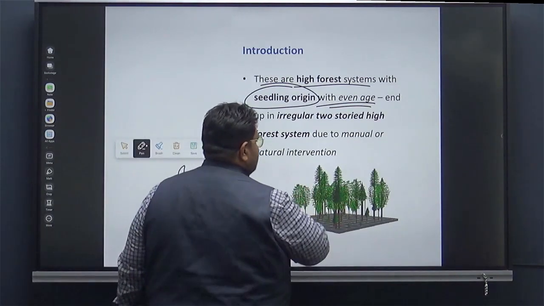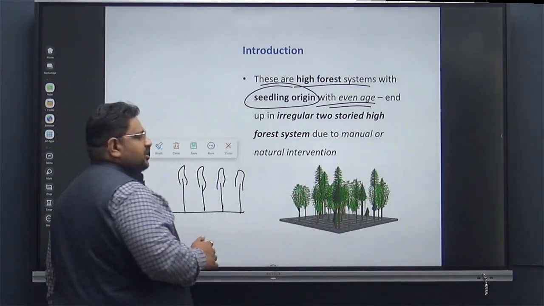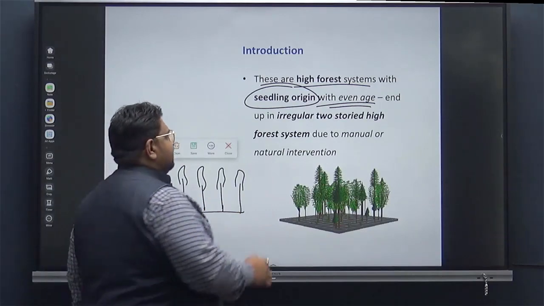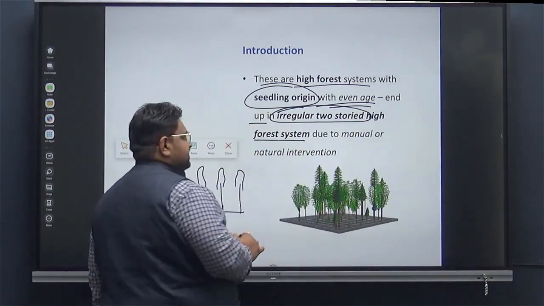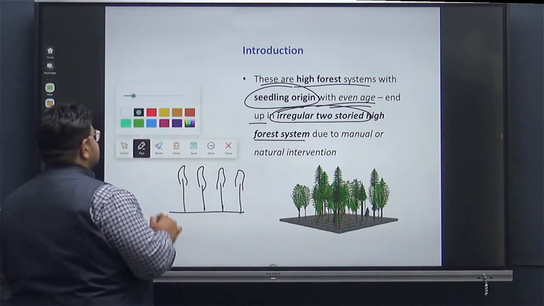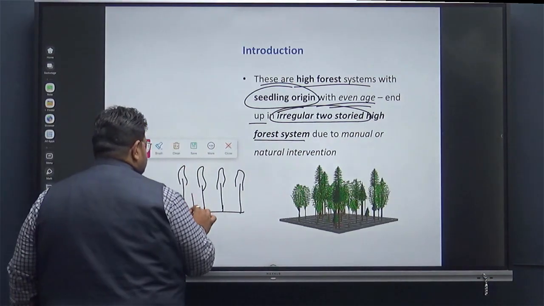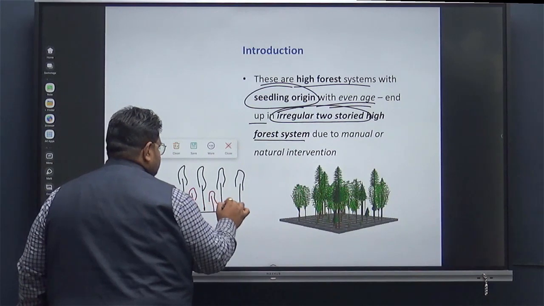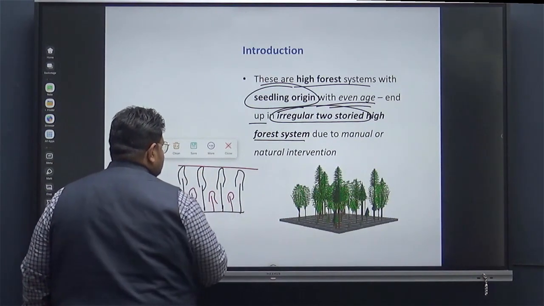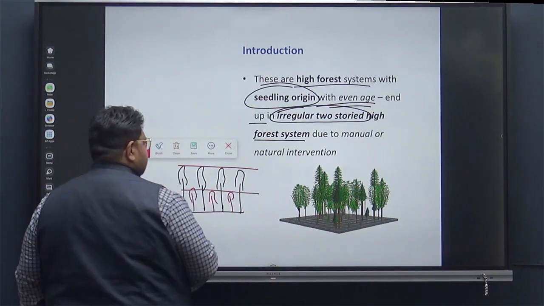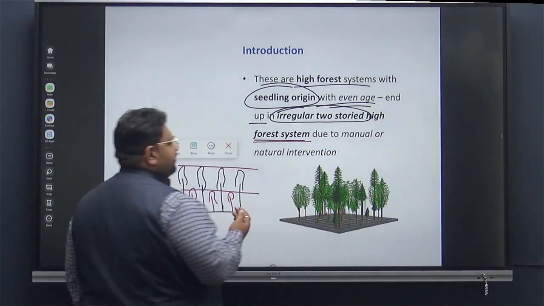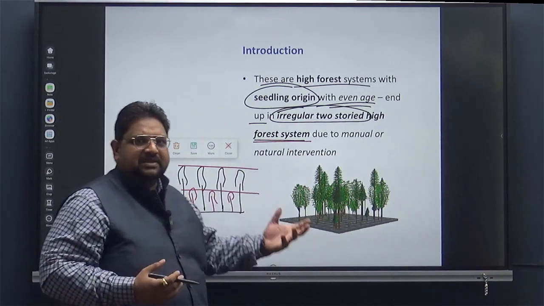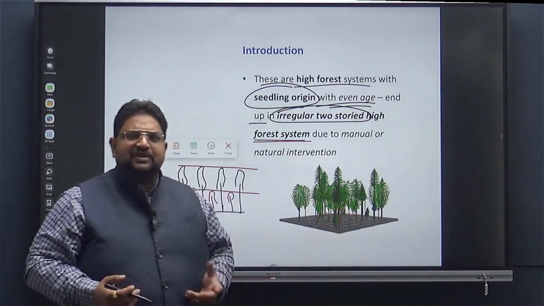But later on, after a certain number of years or a certain period, it will end up being an irregular two-storied high forest system. So instead of having a single story, it will end up being two-storied. This is one story and this will be a second story. It will become a two-storied high forest system. It may be because of manual intervention, or it may sometimes even be because of natural reasons.